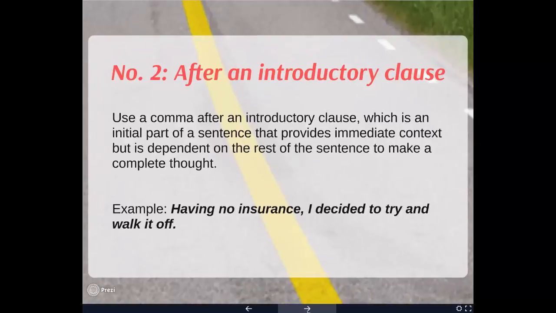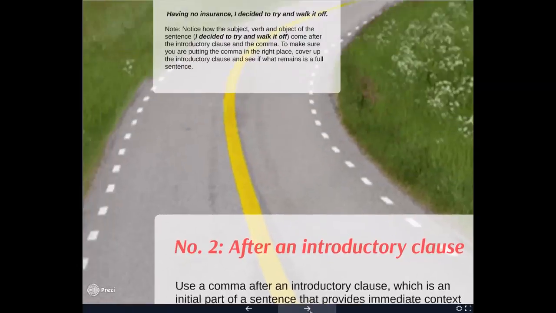Rule number 2, use a comma after an introductory clause. Introductory clauses are at the very beginning of the sentence and usually provide immediate context before you actually state the subject, the verb, and the object. Example, having no insurance, comma, I decided to try and walk it off.